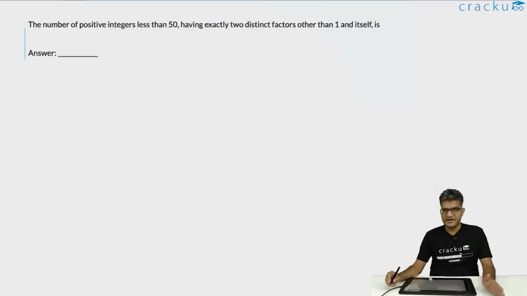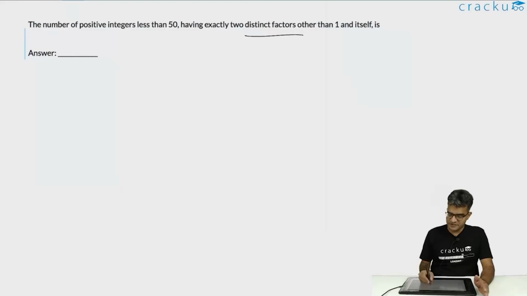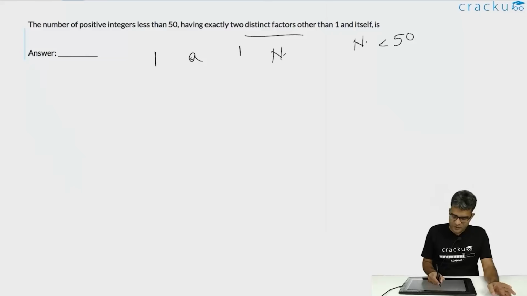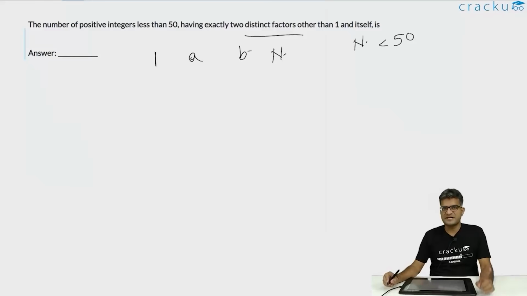In this question, we are asked to calculate the number of positive integers which are less than 50, having exactly 2 distinct factors other than 1 and itself. So if you are assuming that this number is n, we are looking for all the values of n which are less than 50, which are of the form that it has a total of 4 factors. One of them is 1, one of them is n, and we have a and b over here, which are in the middle. The first thing it will tell you is that A into B has to be equal to n.